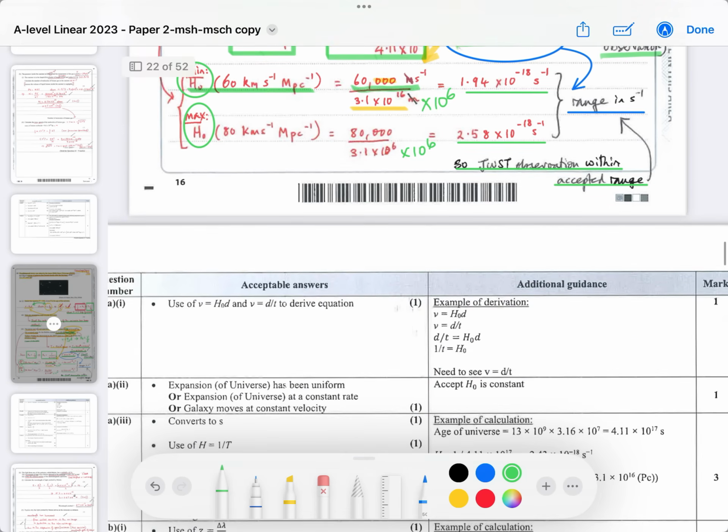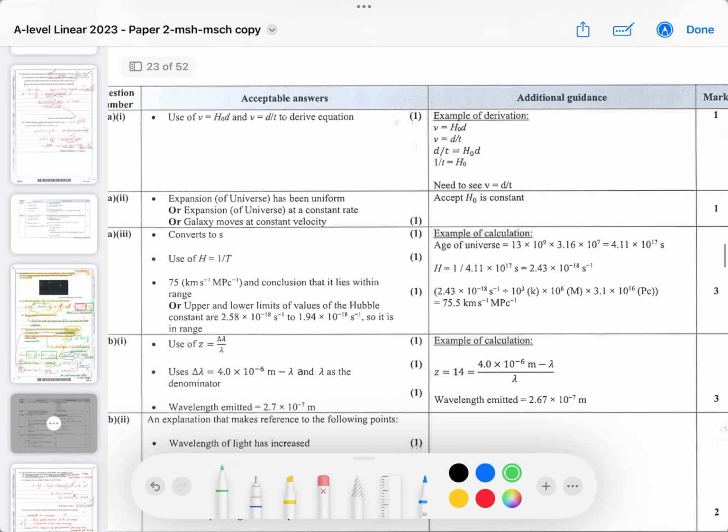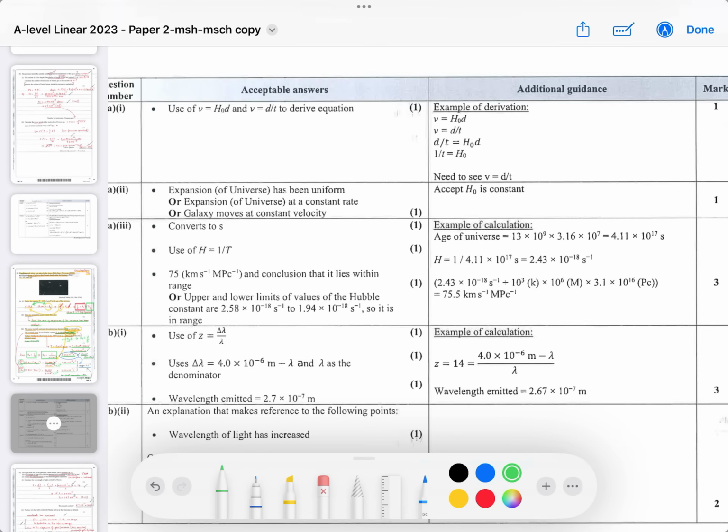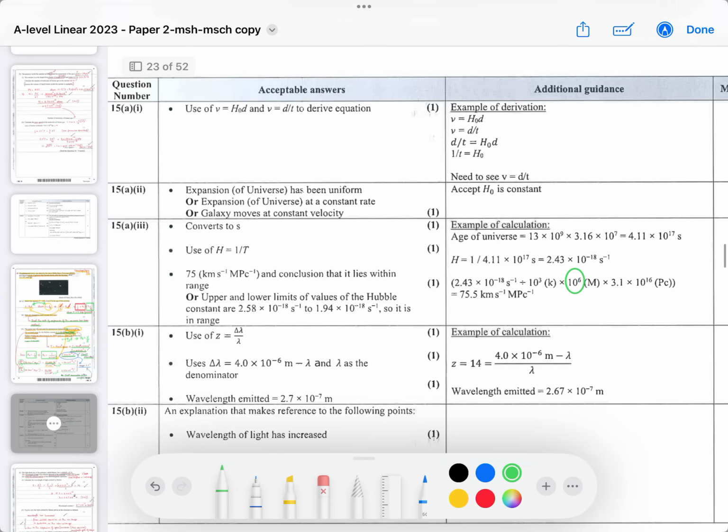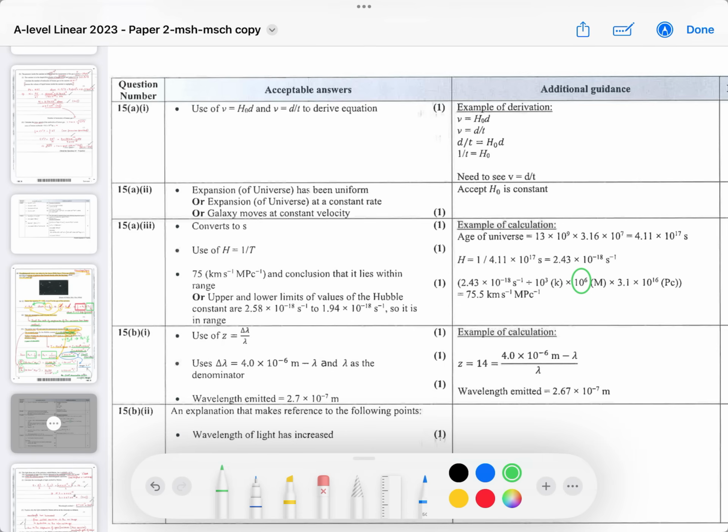Let me just go to the mark scheme and see. Yes, you see, I forgot to multiply or show the 10 to the 6 that you need to get it right. So I apologize for not writing it in originally. It's a good thing I spotted my omission. Okay, so that's the bit we just did. It's part A3.